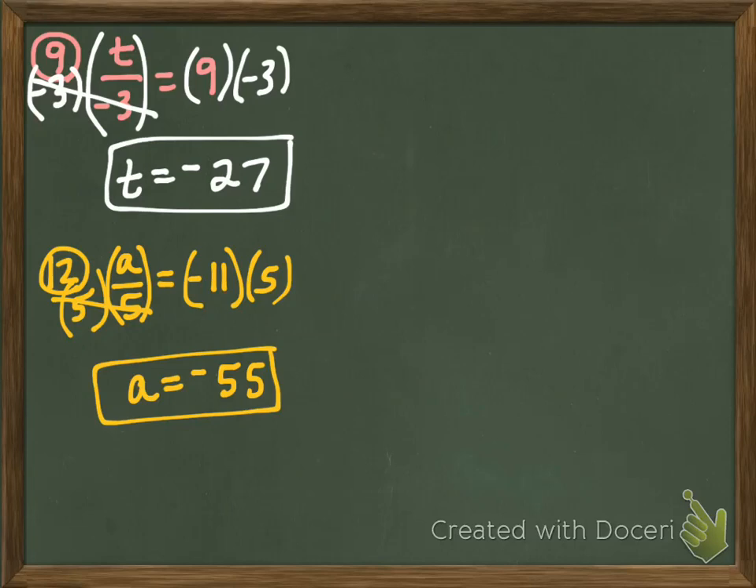Let me ask y'all a question before we cover one last thing for this lesson. Dividing by a number is the same thing as multiplying by the reciprocal. Have y'all heard that before? Yeah. Okay. All right, let me show you how this works.